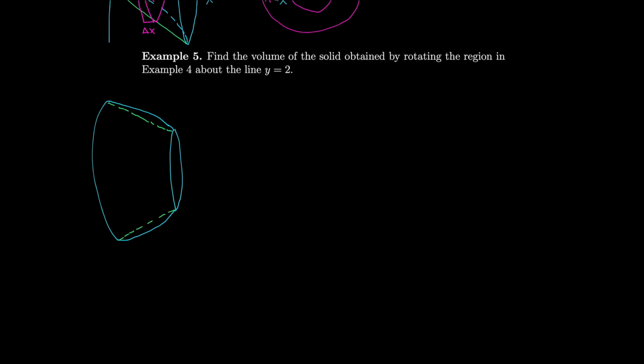So how about I label this? Put that over here. And I need some axes. So this is the line y equals 2 that I rotated around. So it cuts through the inside of this object. And here's my y-axis. Here's x equals 1. And this part on the outside is y equals x squared.